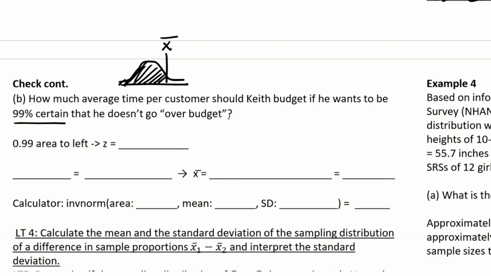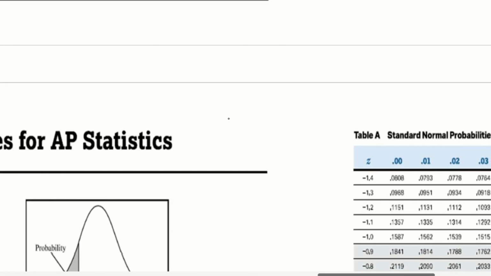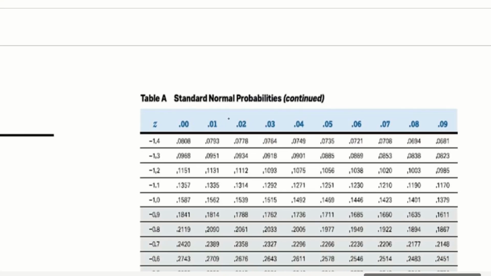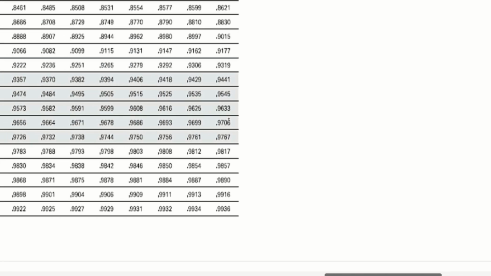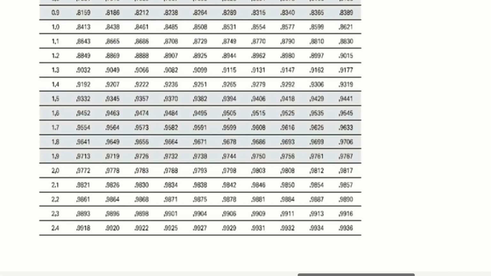Now, we don't know what that is. That's what we're trying to find. How much average time would it have to be? And we know that the area here has to be 0.99 because he wants to be 99% certain. I'm going to put it to 4 decimal places, so 0.9900, and we're going to look up the z-score for that. So if we want the area to the left, let's calculate the approximate z-score. We're going to use our table to look up approximately where the z-score would be for an area of 0.9900. Remember, that means we're looking at these numbers here.